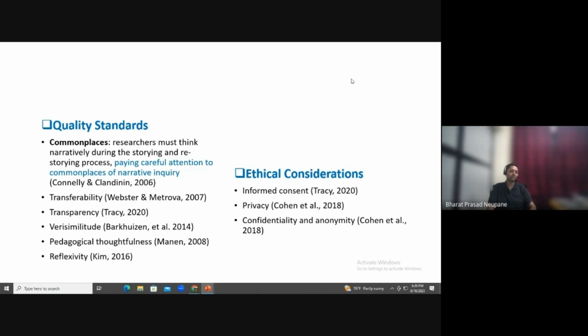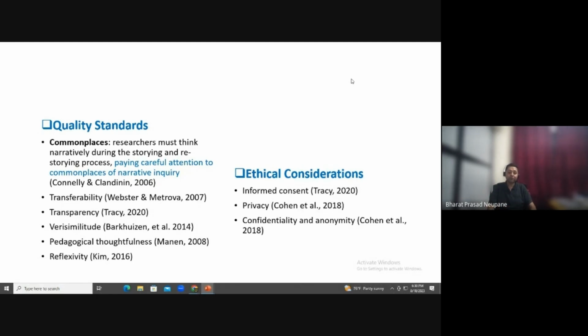Apart from these, I was also mindful of the different quality standards like transferability, transparency, verisimilitude, pedagogical thoughtfulness, and reflexivity. I was reflecting on my personal stories when I was interviewing my participants. I also reflected on the incidents that I underwent during my teaching career. Not only that, I have presented the difficulties or hurdles that I underwent during this journey, and how I overcame all those hurdles, in the reflection section of this research. So I was trying to be as open, as transparent, and as reflexive as possible, to maintain the quality of the research.